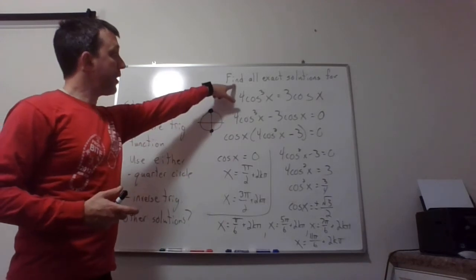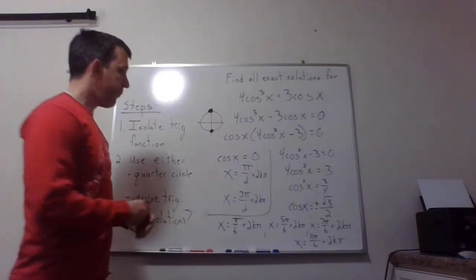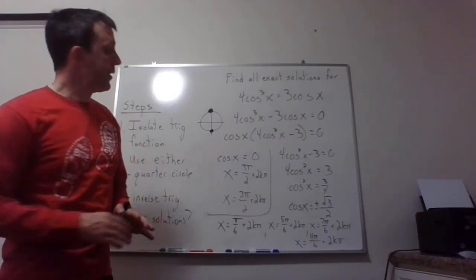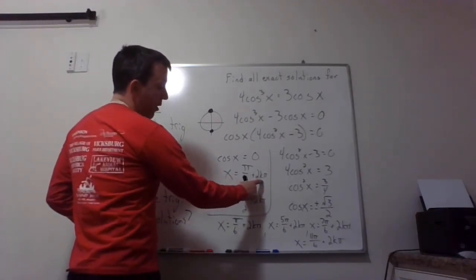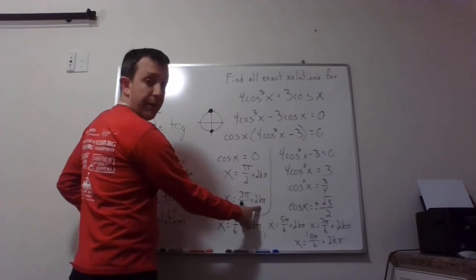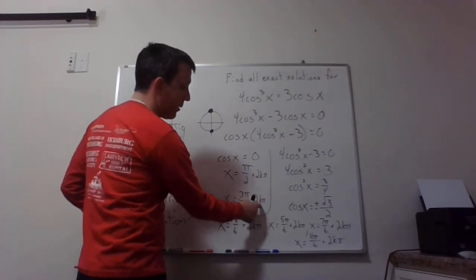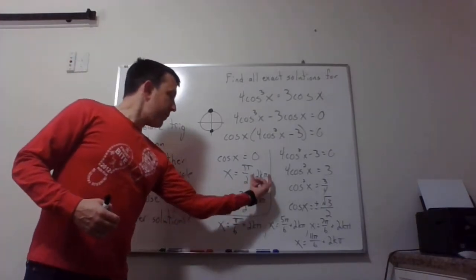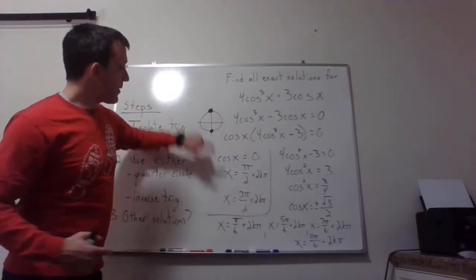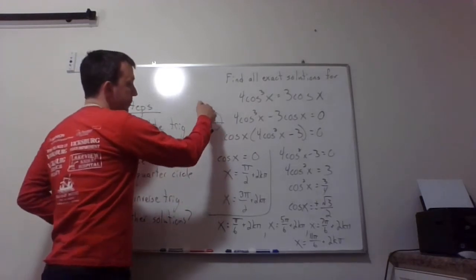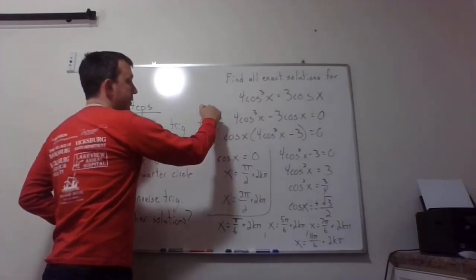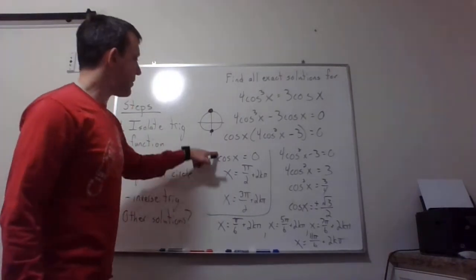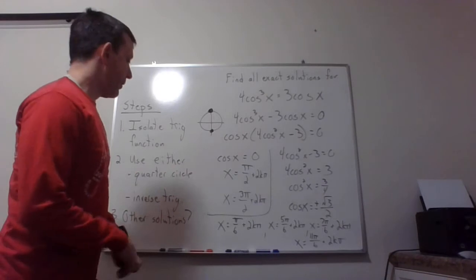Now, since we want all exact solutions, we have to have the pi over 2 and 3 pi over 2. We can't have a decimal there because it wants exact. But it wants them all. So I've added the period for cosine on, right? With that k in the middle that we talked about just a minute ago. So we've added all multiples of the period to it. And that means that every time you come back around the circle and get to either the top or the bottom, you get another solution. All right, so that's the cosine x equal to 0.